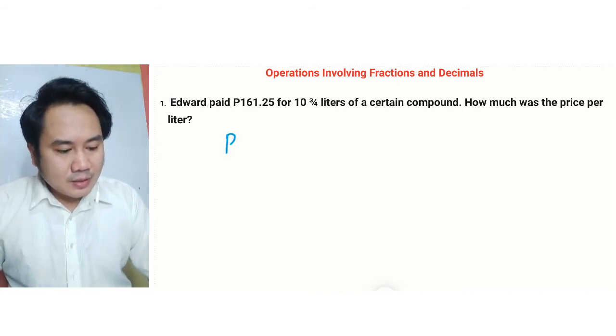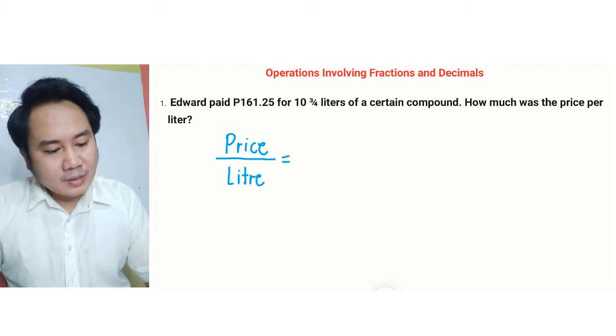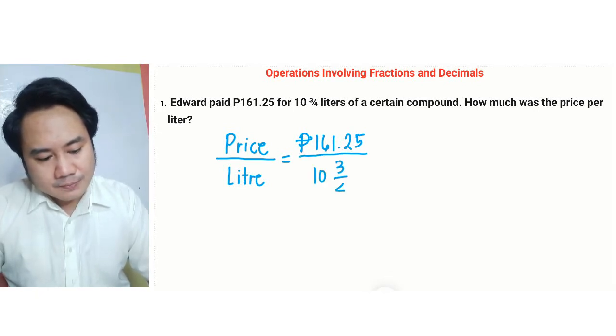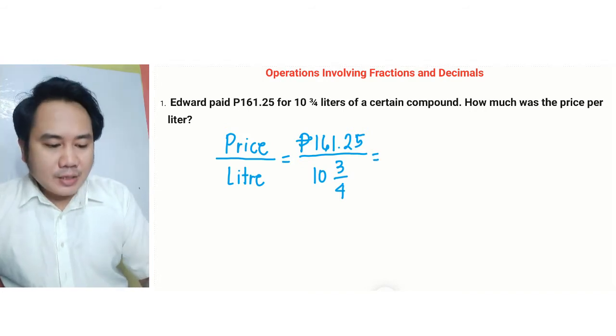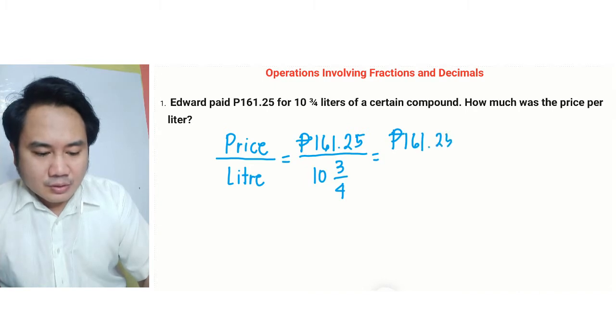So that would be the price over kung ilan yung litro. In this problem, the given are 161 pesos and 25 centavos divided by yung given na 10 and 3/4. Pwede nating i-rewrite yung 10 and 3/4 into 10.75.